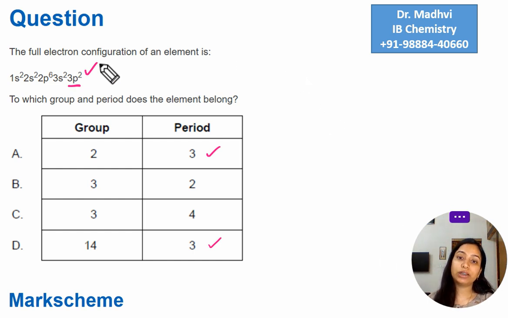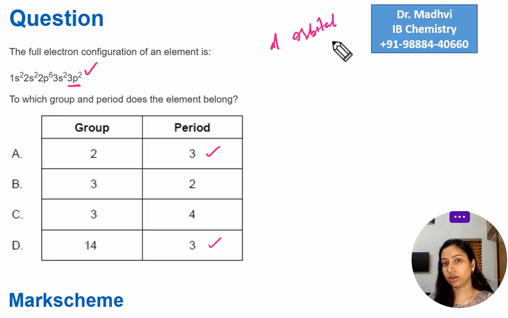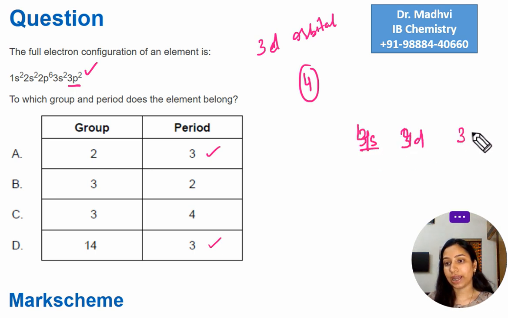And the second thing is, if the valence electron or the last electron is present in the d orbital, or we can say the element belongs to the transition block, the transition metals. In that case, if the last electron is in the 3d orbital, the period will be 4th. Why? Because in the periodic table, the electrons fill 3s, then 4s, 3d, and then 4p, means the period is 4th.